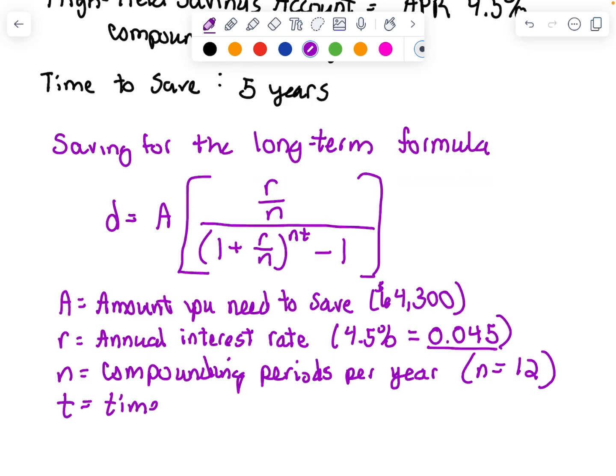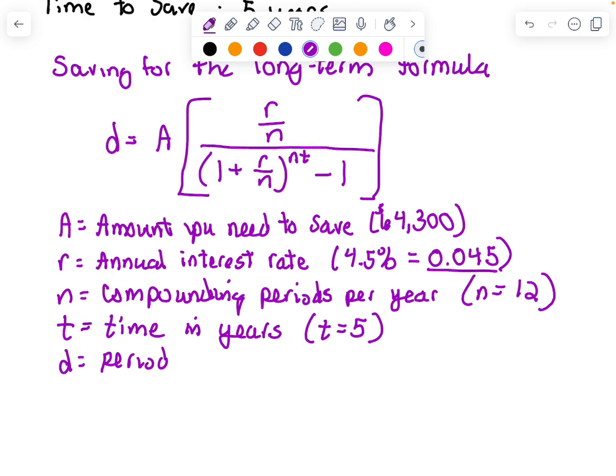T stands for the time in years that you're going to be saving toward this goal. And so we're going to save for 5 years, so our T is going to be equal to 5. D stands for your periodic deposits into the account. So this is how much you're going to be depositing every month for the next 5 years. And that's the number we're hoping to figure out through this formula. We want to calculate our regular deposits.